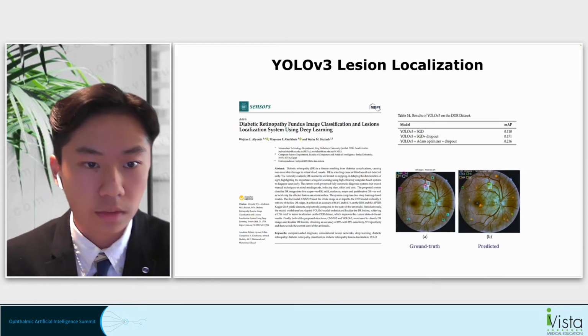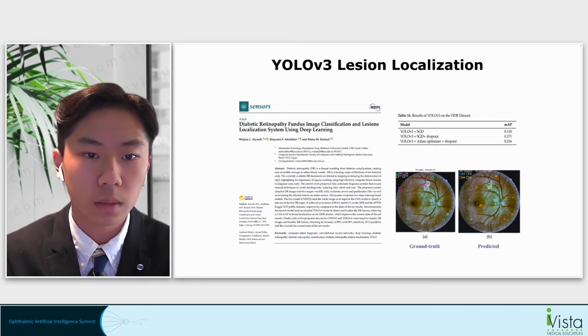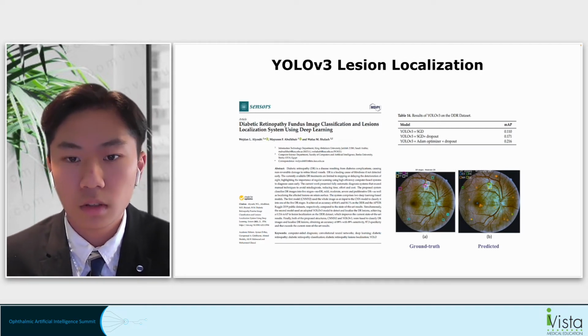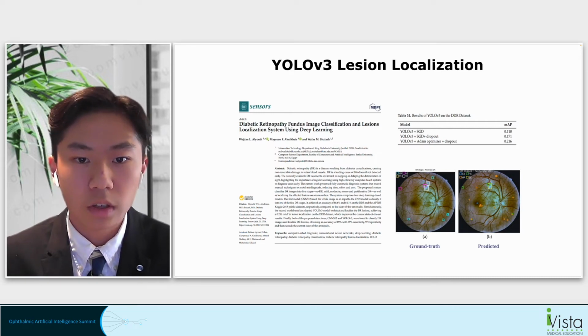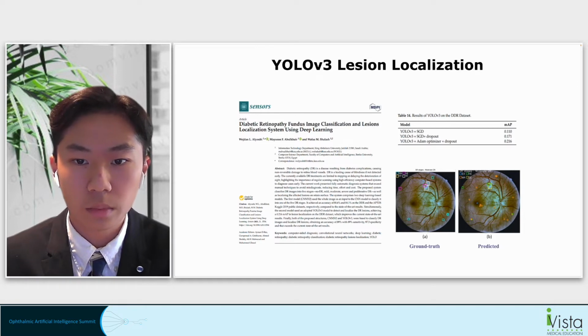And then moving on to the next phase of this project, which was lesion localization. This study from Saudi Arabia is currently the only lesion localization study that has adopted the YOLO computer vision algorithm. More specifically, they used YOLO v3, and they trained a couple of variations and achieved a final mean average precision, or MAP, of 0.216.